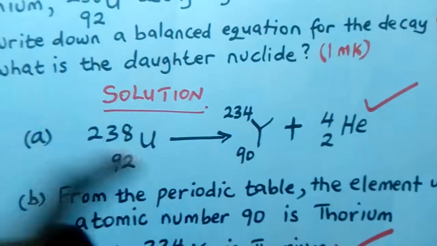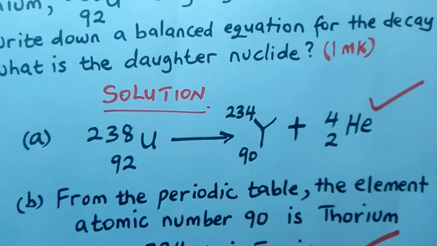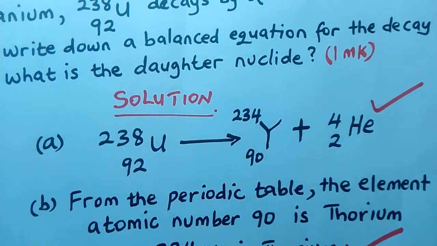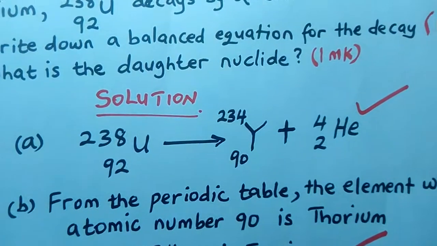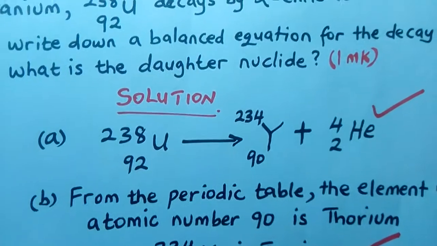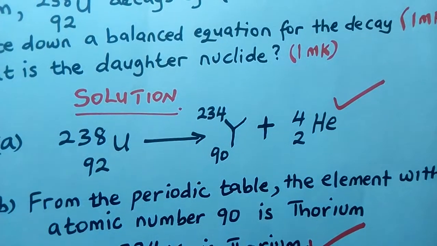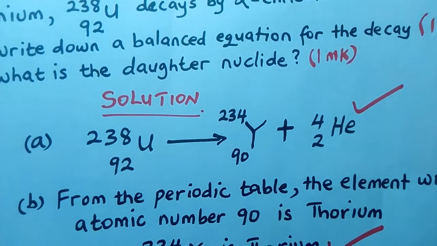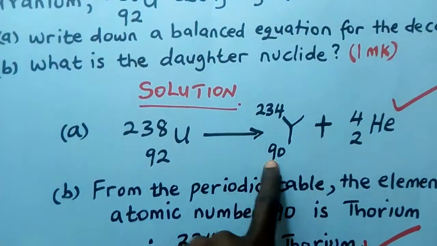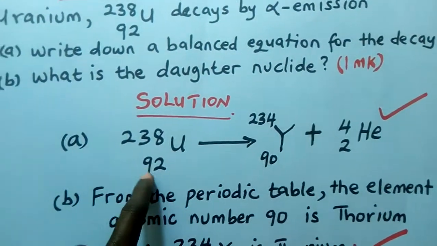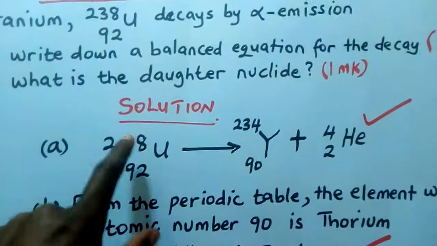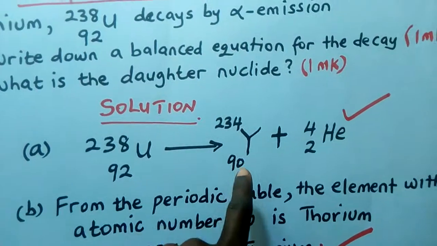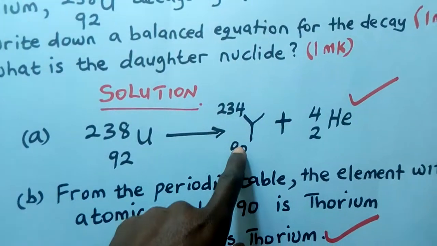So how do we name the daughter? We are going to use the periodic table. You see, the periodic table has very many elements. Normally in chemistry, from senior 1 to senior 4, especially in the Ugandan syllabus, they always give the first 20 elements. But of course, we know there are more than 20 elements. So there is an element which has atomic number 90. We said whatever is down here is atomic number, and whatever is up is the mass number. So if you want to know the name of the element, you don't use the mass number, you use the atomic number.